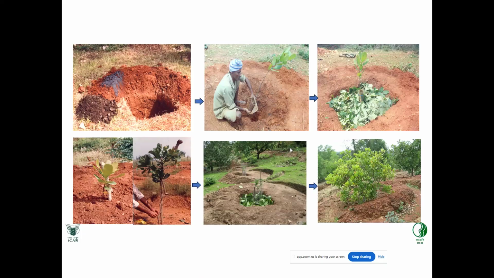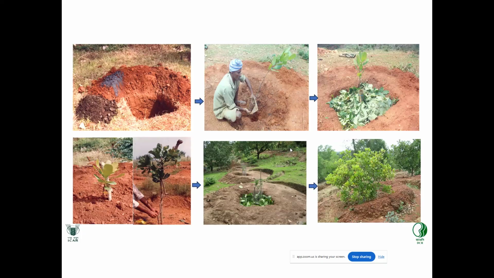Then during planting, we have to mix the topmost soil as well as FYM 5 kg as well as 200 to 250 gram of rock phosphate. Rock phosphate is mainly used in the coastal areas, where during plantation we take this mixture during planting. We have to remove that polythene.